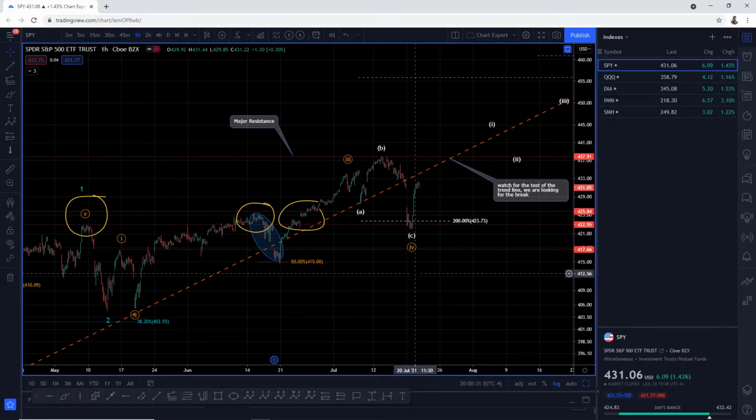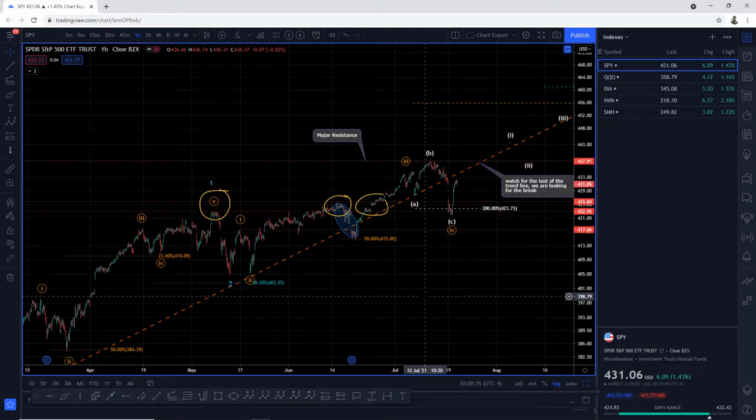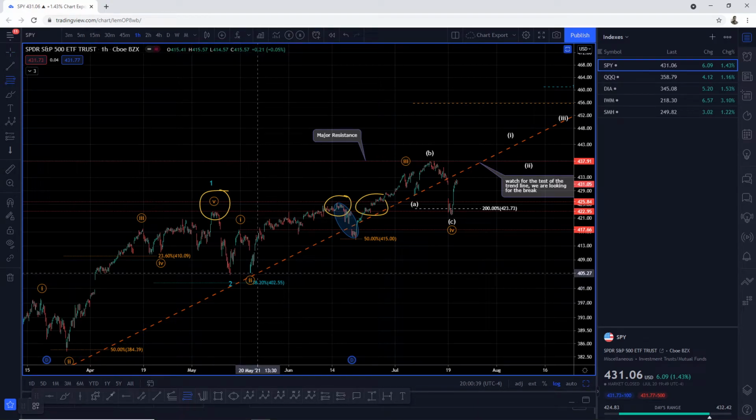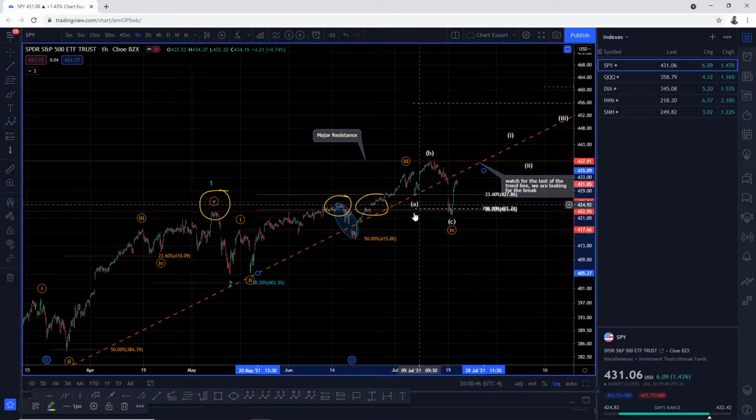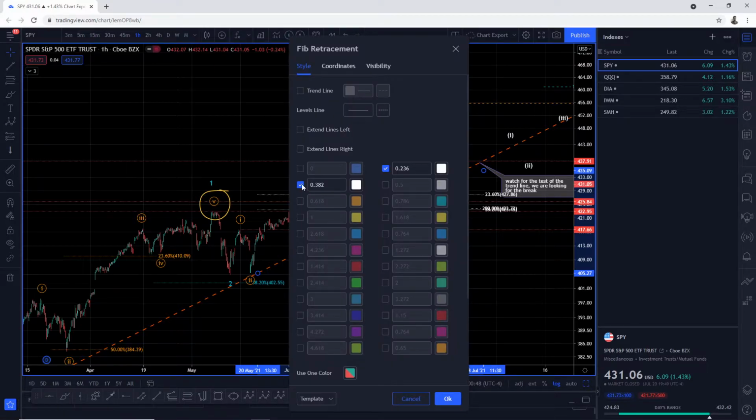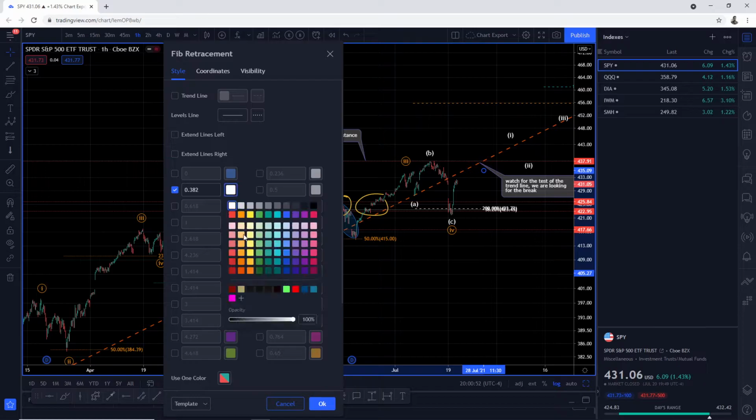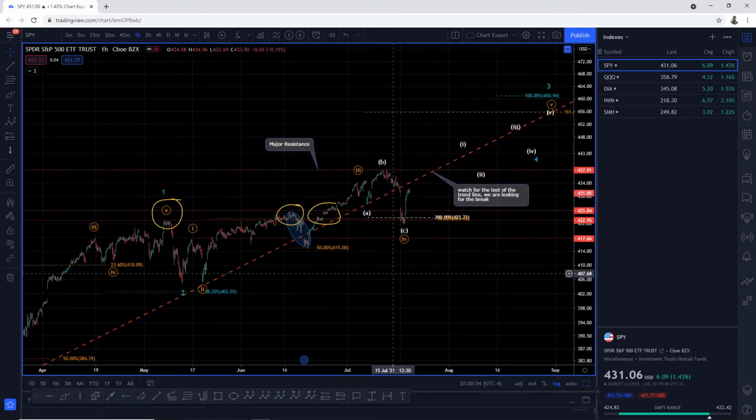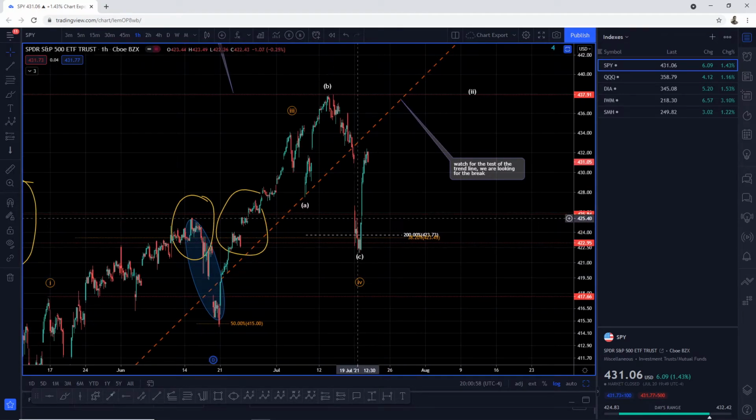Also, a Fibonacci level that I don't have here is the retracement of the wave 4. So we take a retracement tool from the low of wave 2 to the high of wave 3, and then we turn on the 38.2. So as you can see there, and let's turn it orange, as you can see there, there is a cluster of fib levels that fell within that range.